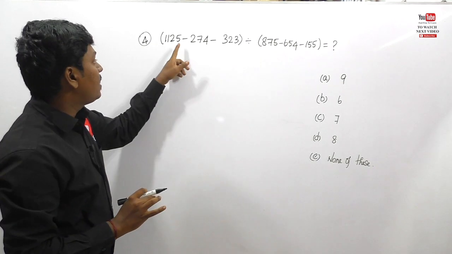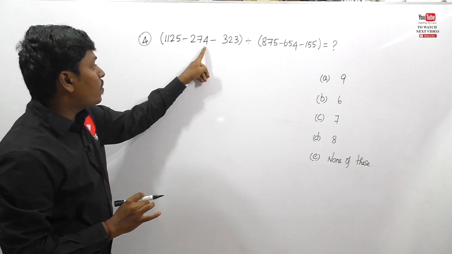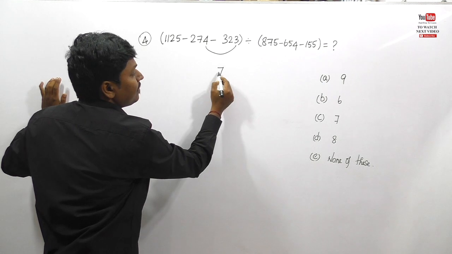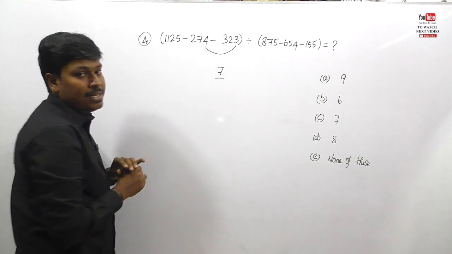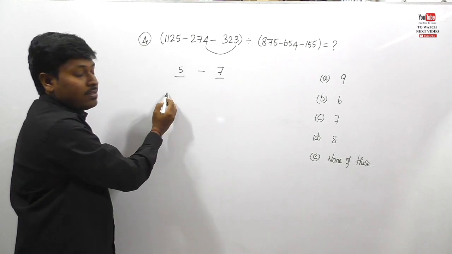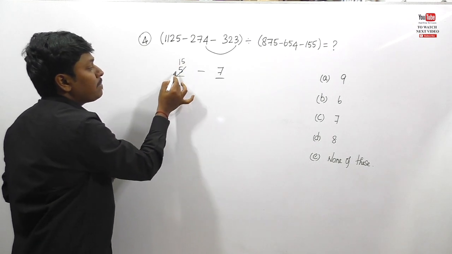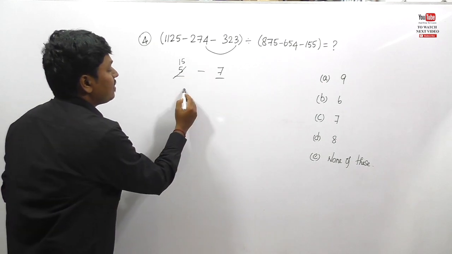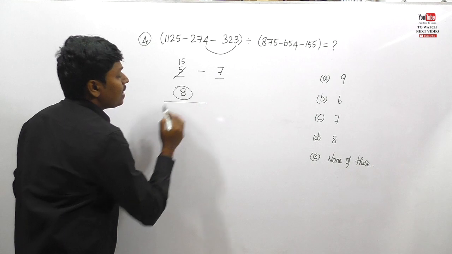Listen carefully, friends. Here it is 5, right? And here it is 4 and here it is 3. Listen, 4 and 3, when we add 4 and 3 will be 7, right? I'm just going for only the last number, that is 7, and minus here the last number is 5. So 5 minus 7, friends, here it is 15, right? When we subtract 5 minus 7, so 15 minus 7. What about 15 minus 7? The resultant will be 8. So I can say that the numerator's last number is 8.